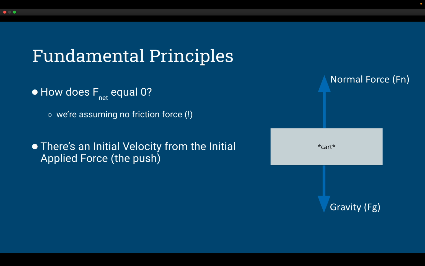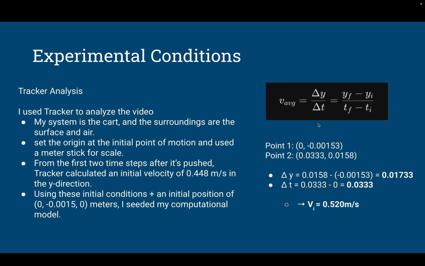Then the experimental conditions. We use a tracker to analyze the video. Our system is the cart, and the surroundings are the surface and air. We set the origin at the initial point of motion and use a meter stick for the scale. For the first 2 time steps after it's pushed, we calculate the initial velocity of 0.448 meters per second, give or take. You can see how we did the calculations here using delta y over delta t.